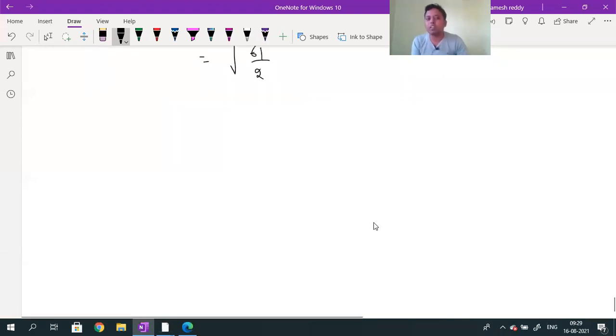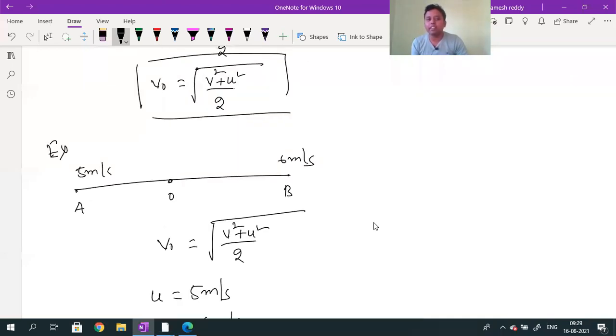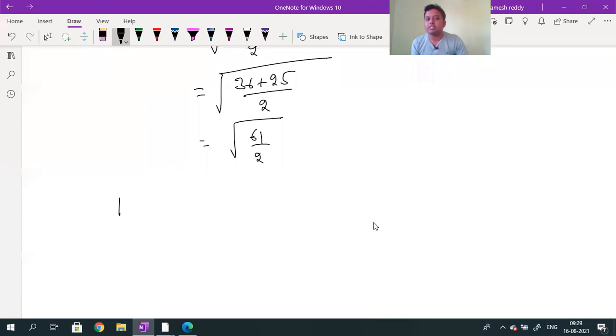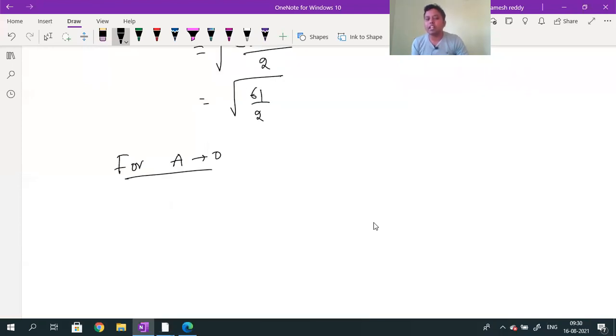Then how can we solve? If you don't know the formula, no problem, you can derive it without the formula. First, the A to O journey. Here, if I call the velocity V0, the motion is uniformly accelerated motion. When motion is uniformly accelerated, for the A to O journey the acceleration value is constant.